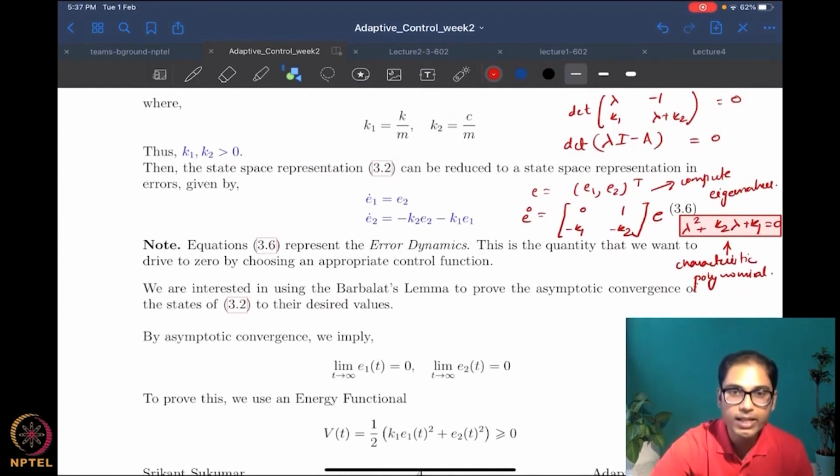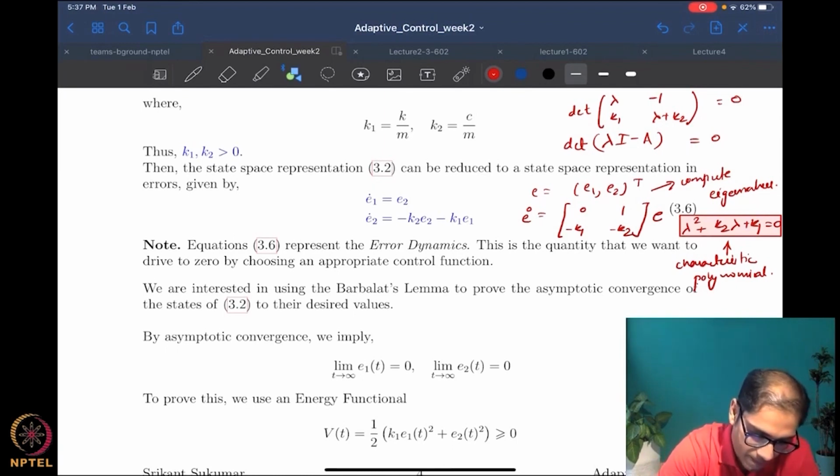Okay, this is what you get as your characteristic polynomial, and it is not very difficult to see using this particular characteristic polynomial what your eigenvalues are going to be. It is simply the solution of this. Okay, so what is the solution?